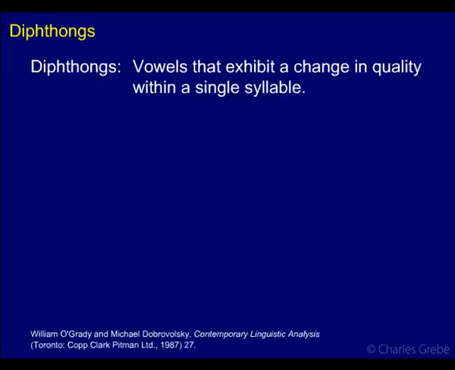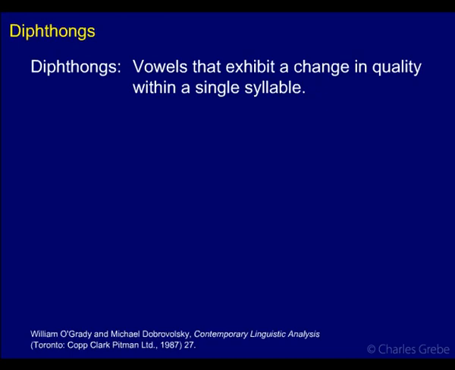Diphthongs. What are diphthongs? Or some people say diphthongs. I'll look at a definition here. Diphthongs are vowels that exhibit a change in quality within a single syllable. So normally a vowel has one type of sound throughout the whole vowel. A diphthong is one that changes in the middle, within one syllable.